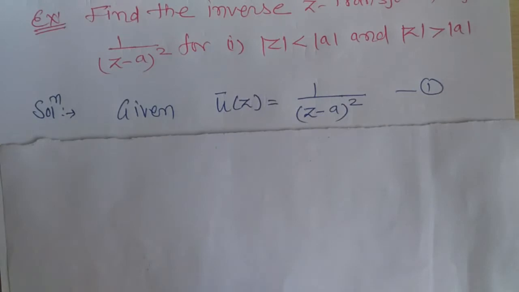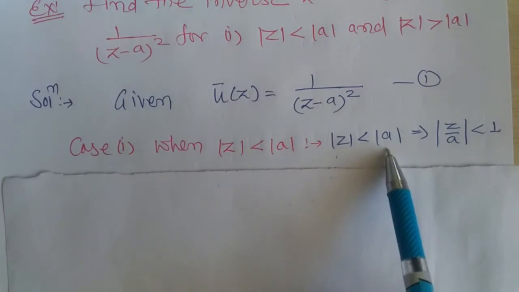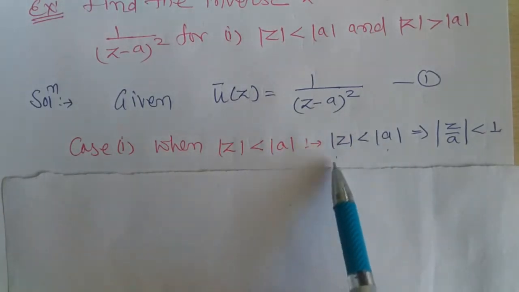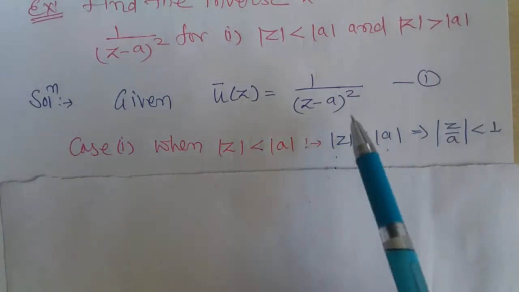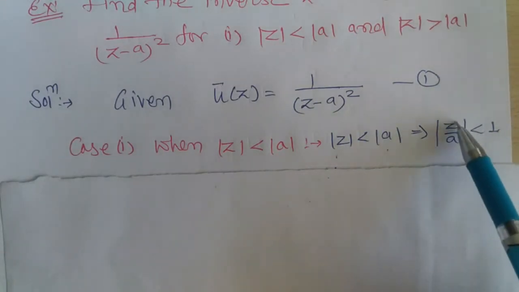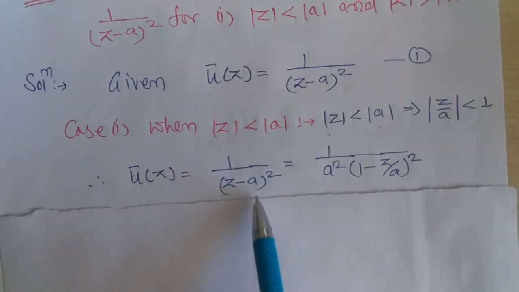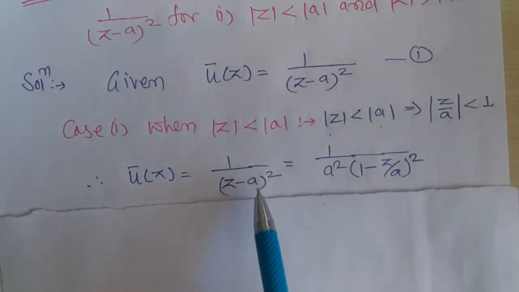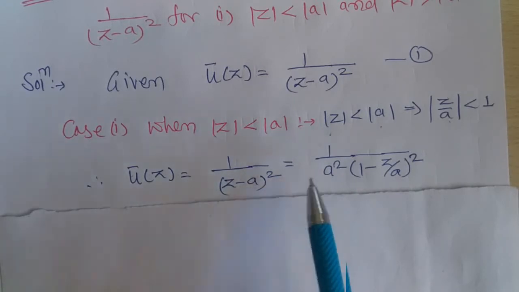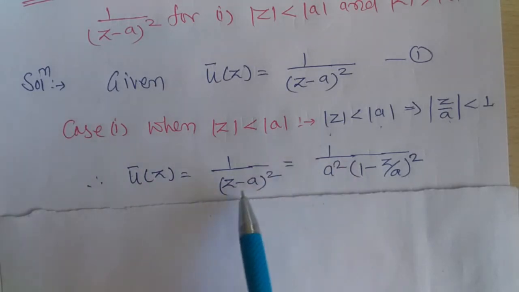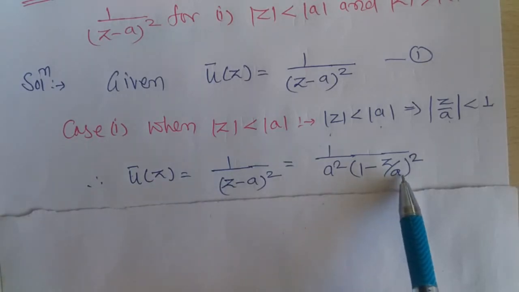Now case first, when mod z is less than mod a, which gives mod z by a is less than 1, and therefore we expand this function in terms of z by a. So we write u bar z is 1 upon (z minus a) whole square, given. Now we take negative a common, then outside the bracket we have a square, and here we take a common, then we have negative a common, then we have 1 minus z by a, whole square.